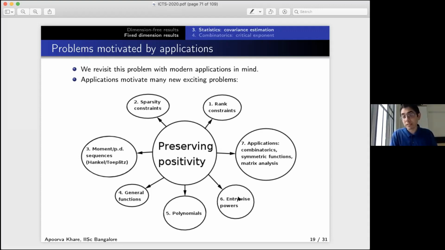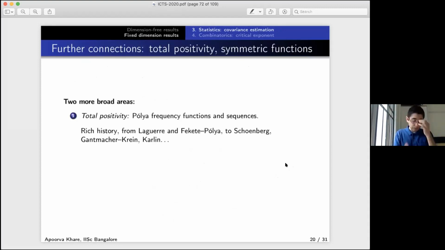That was the original slide again. Right? And then there are all kinds of applications which I will probably skip over. Well, the symmetric function theory I will skip over today. But let me just outline two broad areas that I will skip over then. So one is Polya frequency functions and sequences. And this is fascinating, beautiful history.